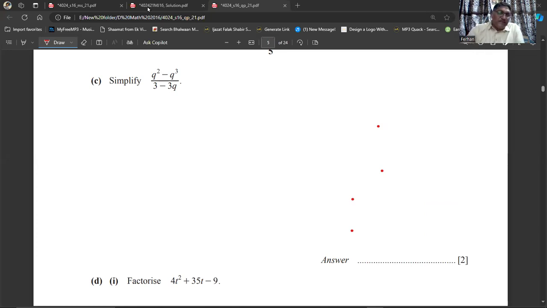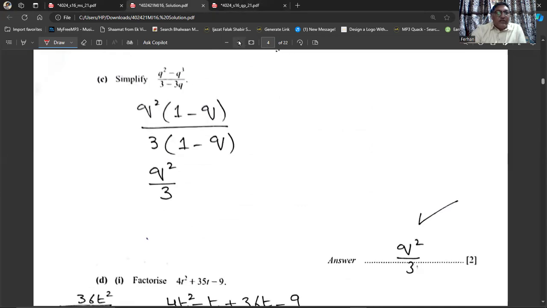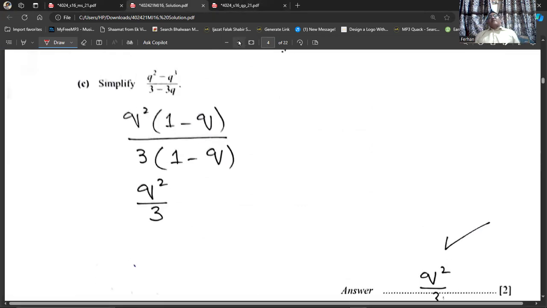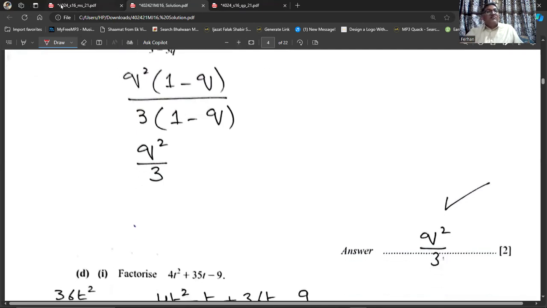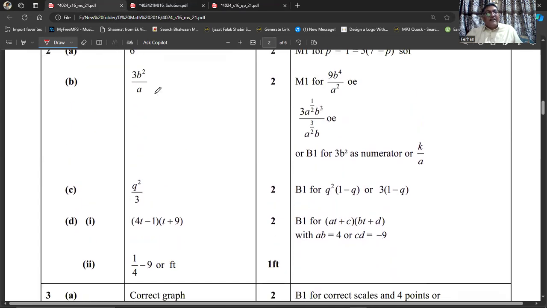So from upstairs, I will try to factorize. Then downstairs, I will try to factorize. So upstairs, I will take q square common. So in the bracket, I will have 1 minus q. Downstairs, I will take 3 common. So in the bracket, I will have 1 minus q. 1 minus q bracket in the numerator and in the denominator. Both these brackets will be cancelled with each other. So you are left with the q square divided by 3. So q square divided by 3 is my answer. So q square divided by 3 is the right answer, sir.